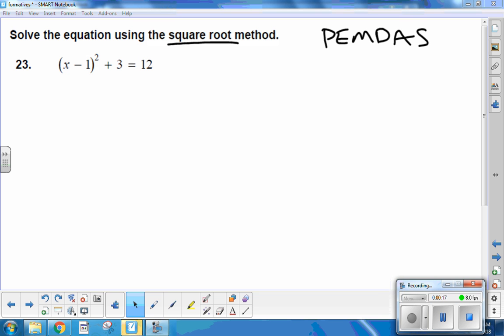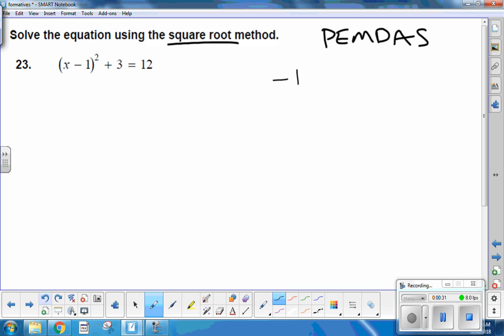So when I look at this problem, there is parentheses. And the first thing in that parentheses is a -1. So I have a -1 first. And then after the parentheses, I have an exponent. So then I have an exponent of 2. And then after that, I have a +3 on the outside.